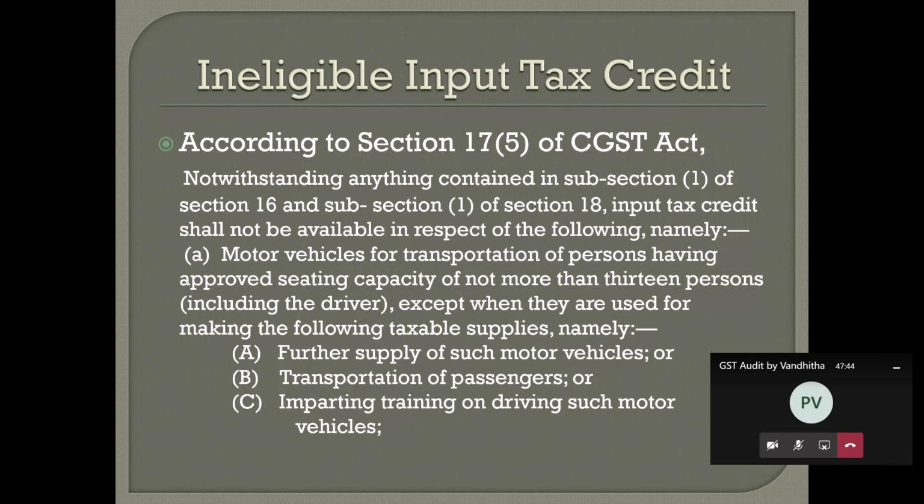Motor vehicles for transportation of persons having approved seating capacity of not more than 13, including the driver, except when they are used for the following supplies. If a taxpayer is maintaining a motor vehicle and seating capacity is not more than 13, then he should not claim the input tax credit. If he is using the motor vehicle for the following purposes, then only he should claim the input tax credit: further supply of such motor vehicles, transportation of passengers, imparting training on driving such motor vehicles. In these three cases, a taxpayer can claim the input tax credit. The next.